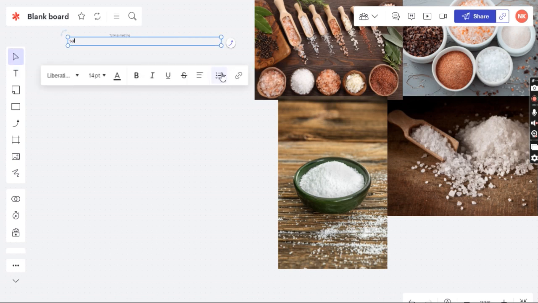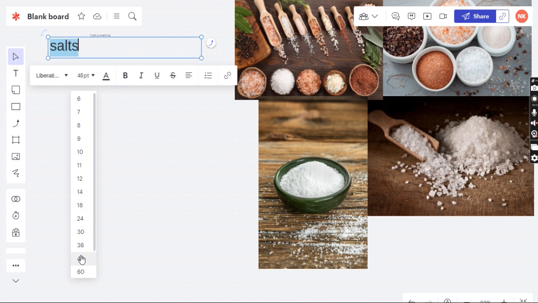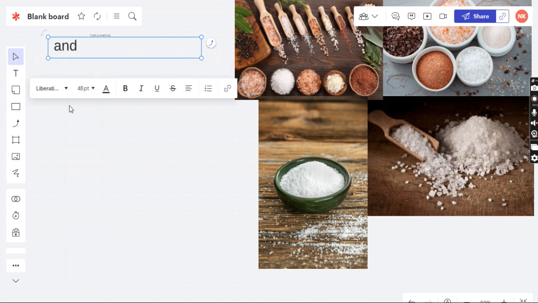I think the font size is... Let me just increase the font size here. Okay, it's fine. Yeah, salts.